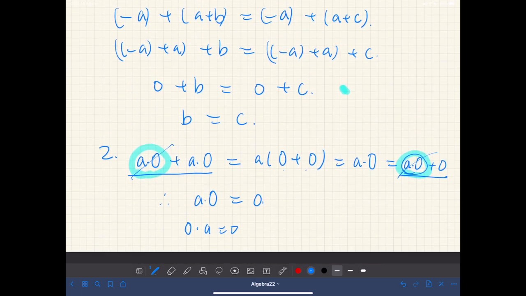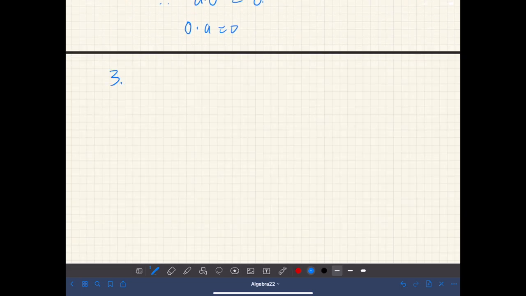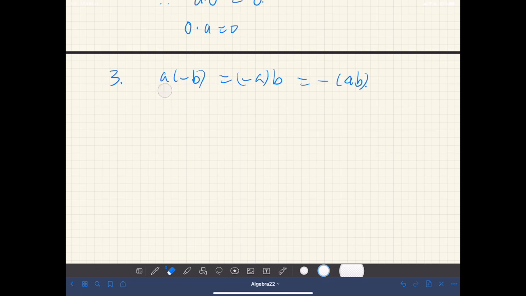And next, let's see, part 3, we want to prove a times minus b is equal to minus a times b is equal to minus ab. Let's try this one first. Let's try to prove this. Okay. Just ignore this one for a moment. Just try to prove this equals to this. Okay.